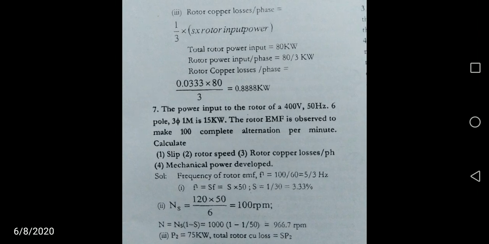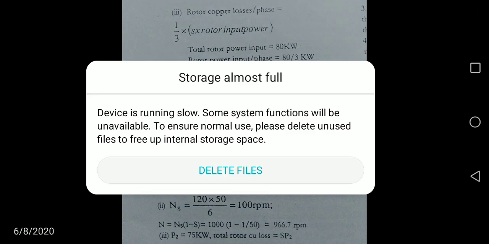If you want a per phase value, then 2.64 divided by 3, that equals 0.88.